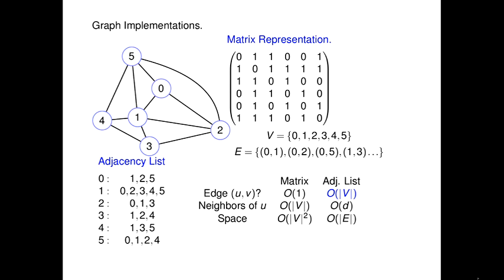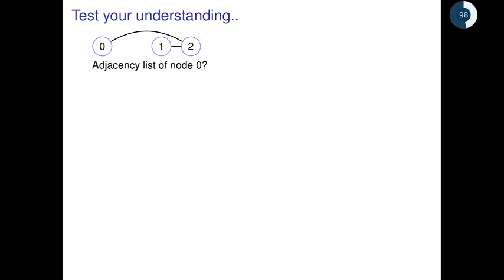Okay, and the space is also different. The space for the matrix representation is O of V squared because it's a V by V matrix. Here it's order E, right, the number of edges. It should be order V plus E because maybe some vertices aren't connected to anybody. Okay? So this is like the basics. I think you've seen both of these in 61B. Did people see both of these in 61B when you worked with graphs? Yes? Yeah, good.